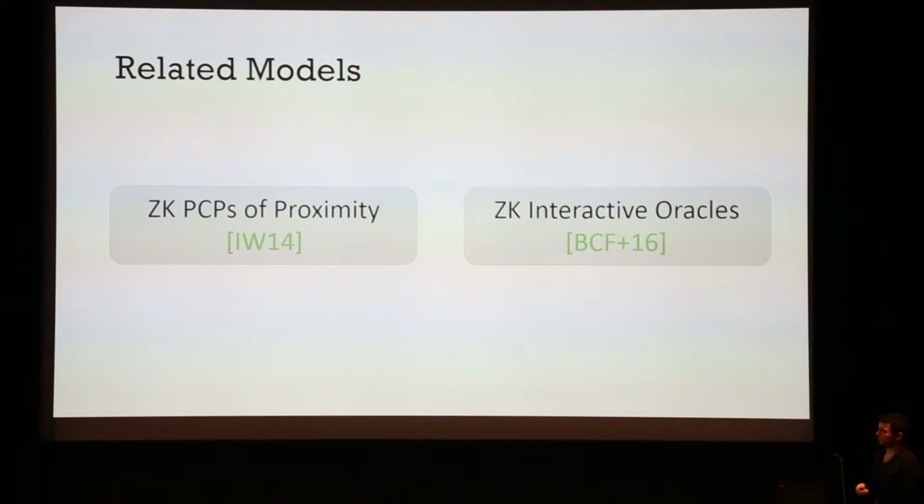Good. So that was the model, and before moving on to our result, I want to point out that there are two recently introduced models that are related to ZKIPP. The first is zero knowledge PCPs of proximity by Ron-Zewi and Weiss, and the second is zero knowledge interactive oracle proofs by Ben-Sasson et al. But due to time constraints, I will not talk about the differences between our models. I'm happy to talk about it more offline.